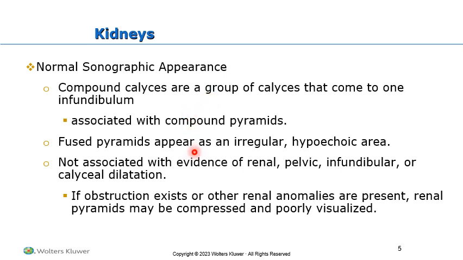Fused pyramids can appear as irregular hypoechoic areas. There's not associated evidence of renal pelvic, infundibular, or calyceal dilatation with fused pyramids, as there is with the compound pyramids. If obstruction does exist or other renal abnormalities are present, renal pyramids can become compressed and poorly visualized. So when we see things like severe hydronephrosis, that's when you can see almost that cartoon glove sign where all of the renal pelvises kind of are compressed and lobulated rather than looking like your typical renal pelvis.